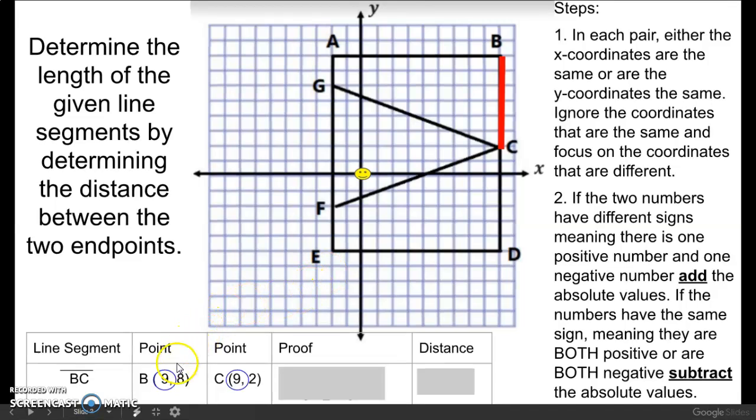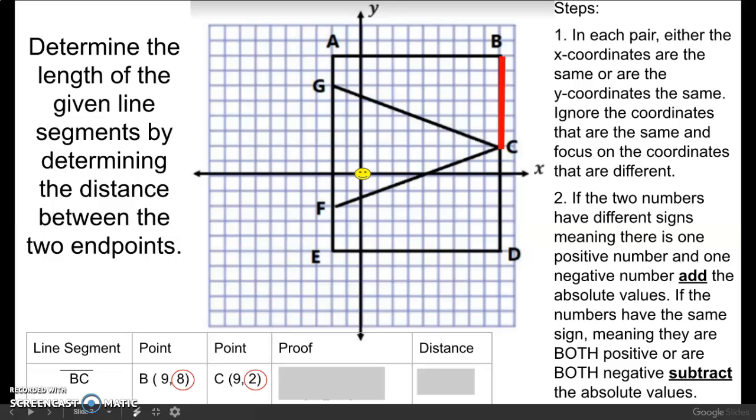So in our example, the x-coordinate for B is 9 and the x-coordinate for C is also 9. The y-coordinate for B is 8 and the y-coordinate for C is 2. So we're going to ignore the coordinates that are the same and we're only going to focus on the coordinates that are different. And in this example, our y-coordinates are different. Now that we have our coordinates that are different, we're going to figure out what to do with them.